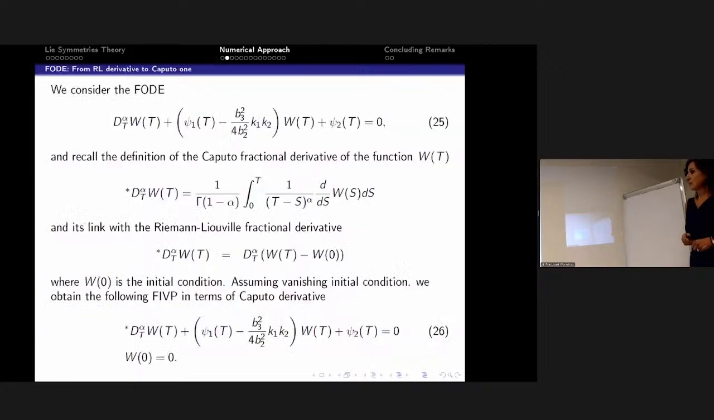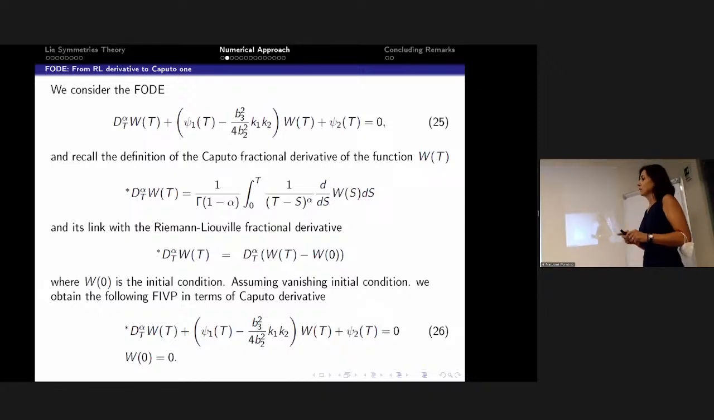Now, we start from fractional ordinary differential equation number 25 that we obtained before by applying two transformations. We report the classical definition of the Caputo fractional derivative. It's linked with the Riemann-Liouville fractional one. And in this way, we can rewrite equation number 25 in the form 26, where we have the Caputo derivative. Note that in this case, we consider vanishing initial conditions in order to have the correspondence between the Riemann-Liouville derivative and the Caputo one.